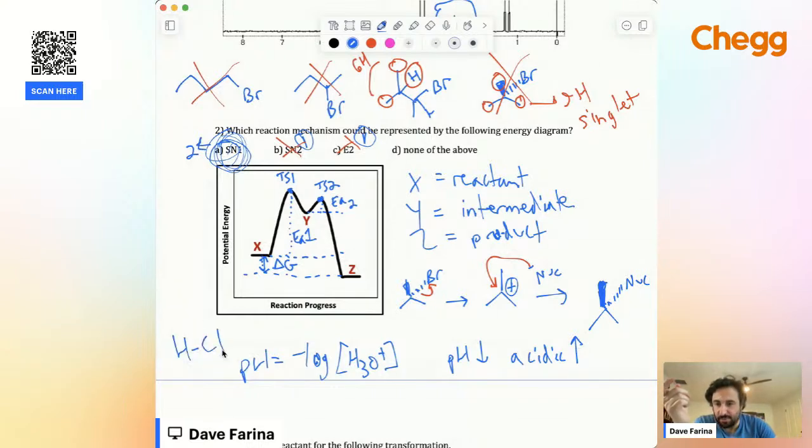HCl is a Bronsted-Lowry acid because some base can go and take the proton. Right, so donating a proton, Bronsted-Lowry acid, accepting the proton, Bronsted-Lowry base. So that's it.